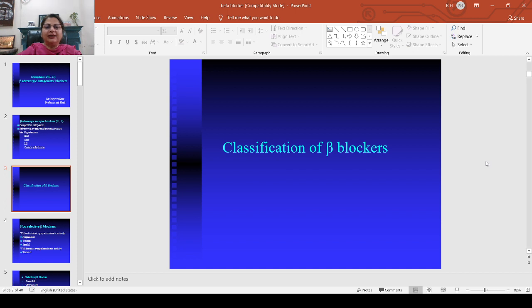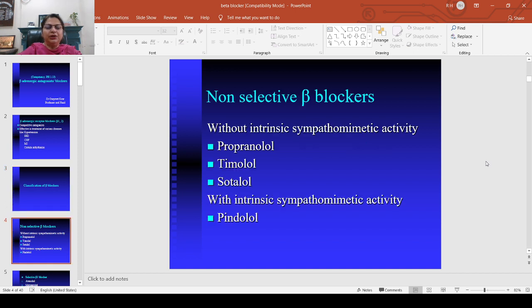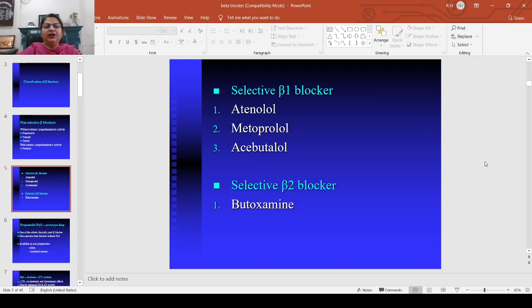First of all, we will discuss the classification of beta blockers. Only examples are given along with them. Firstly, the non-selective beta blockers, that is, they don't have any selectivity for either beta 1 or beta 2, they act on both. The ones without intrinsic sympathomimetic activity are propranolol, timolol, and sotalol, and the non-selective beta blockers with intrinsic sympathomimetic activity are like pindolol. Then we come to selective beta 1 blockers. They are like atenolol, metoprolol, acebutolol. And selective beta 2 blockers, they are butoxamine.